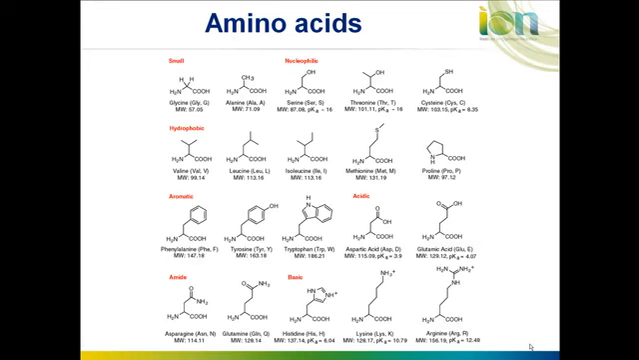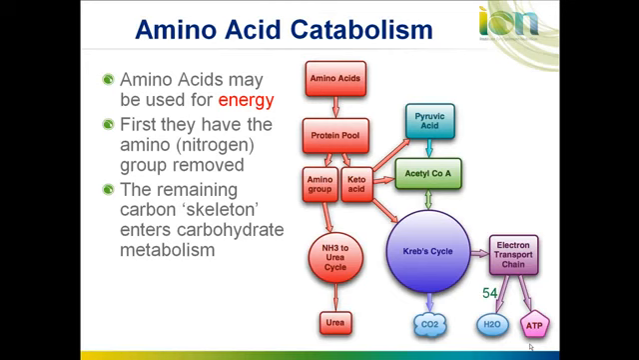But the important thing to remember is that we remove the amino group, which is usually transferred to alpha-ketoglutarate to form glutamic acid, and then the remaining part of the amino acid, which is now a keto acid, so look back there again, it either feeds directly into carbohydrate metabolism or it's modified so that it can feed into carbohydrate metabolism.